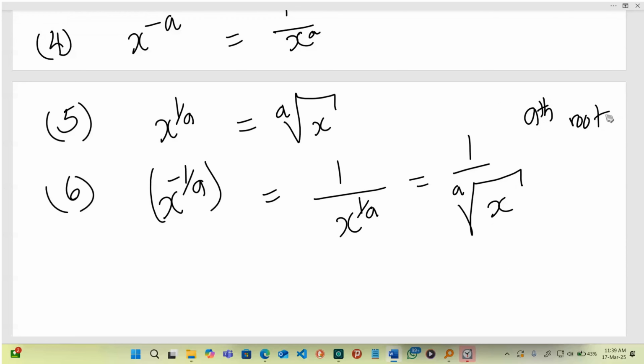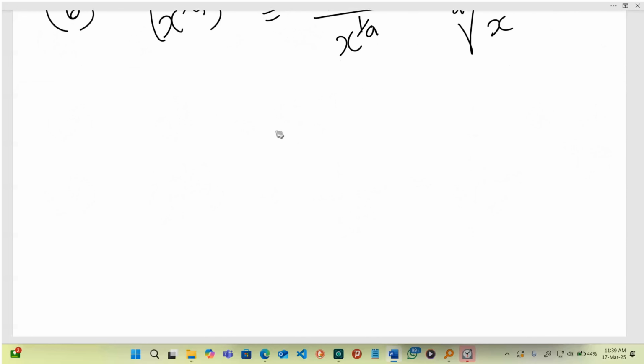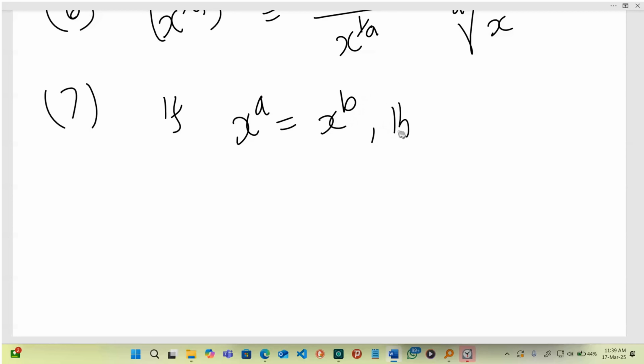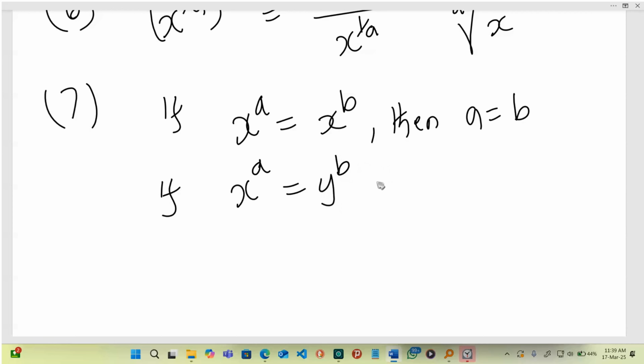Eighth root of x. Next rule: if x to power A is equal to x to power B, then A is equal to B. If x to power A is equal to y to power B, then you cannot say that A is equal to B. So A is not equal to B.